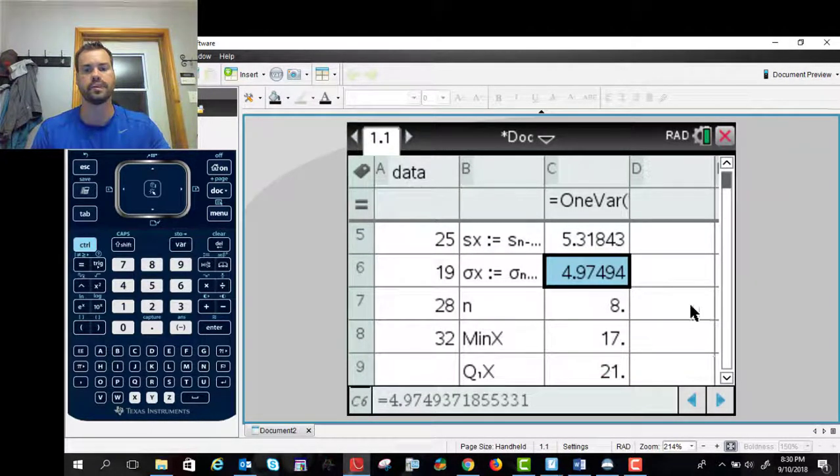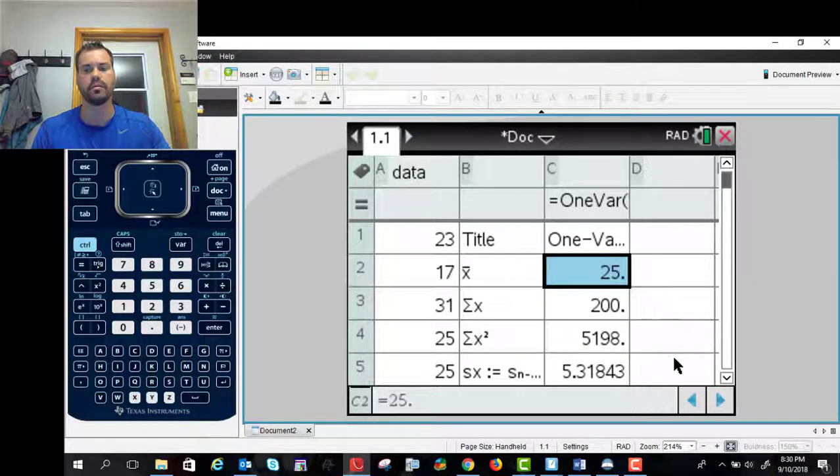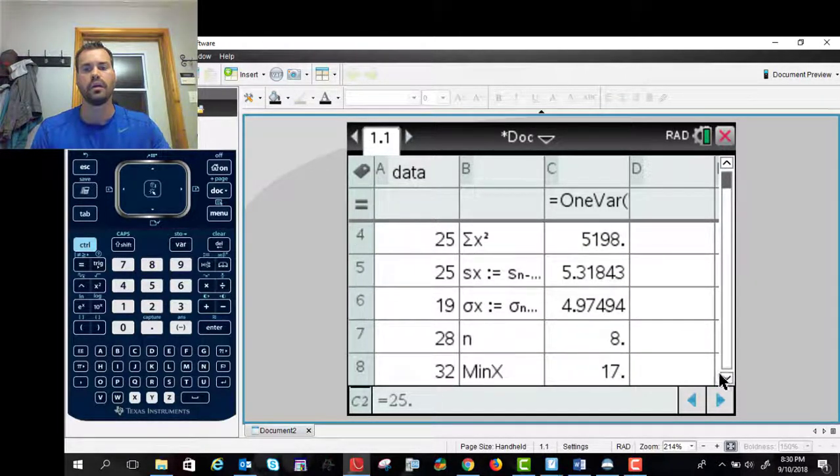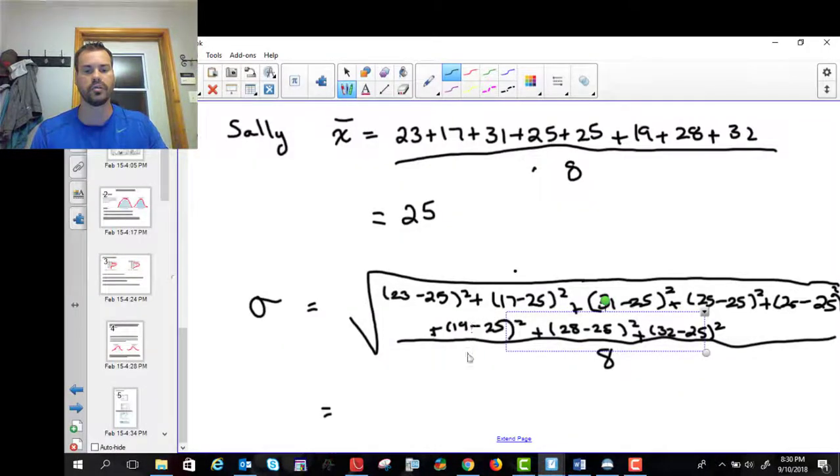And there's my standard deviation. And if you scroll up a little bit, there's my mean. So my mean is 25, and my standard deviation is 4.97494. And if you work this out, we go back here, if you work that out, it will give you that same number. So that's how you use the standard deviation.